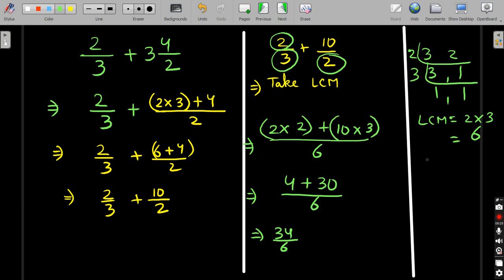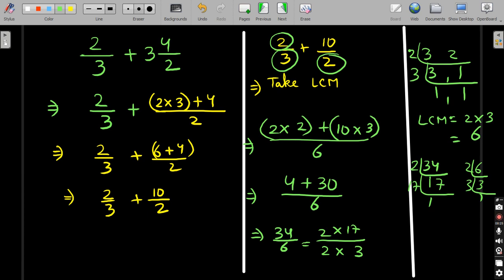Will you leave it? No, because 34 by 6 is reducible to an equivalent fraction, so I will try to simplify it. How will I simplify? 2 1s are 2, 2 7s are 14. Now with the 6, can I do it? Yes. 2 3s are 6, 3 1s are 3. 17 I cannot divide because 17 is a prime number. Now how will I solve here? 34 I can write as 2 into 17 and 6 I can write as 2 into 3. After that, the 2 and 2 cancel. What is the final answer I can say, dear student? That is 17 by 3 is my answer.